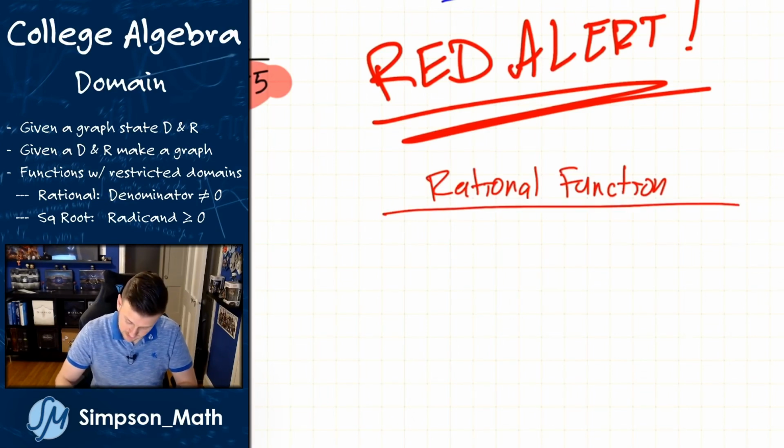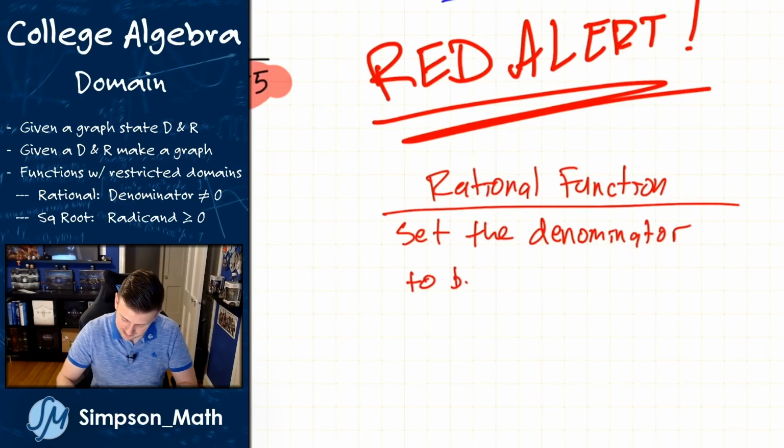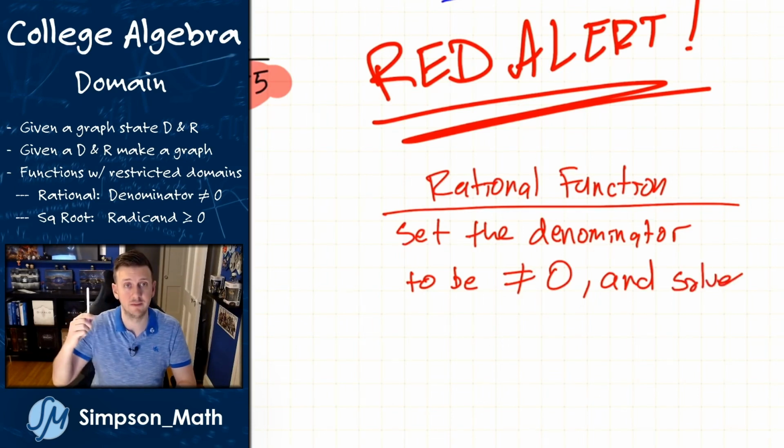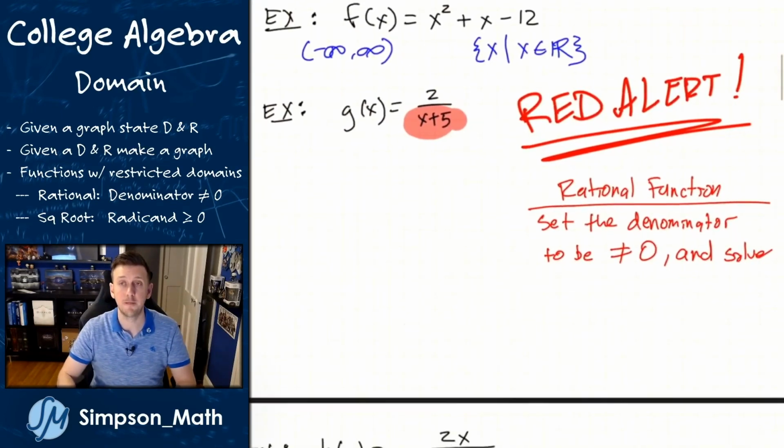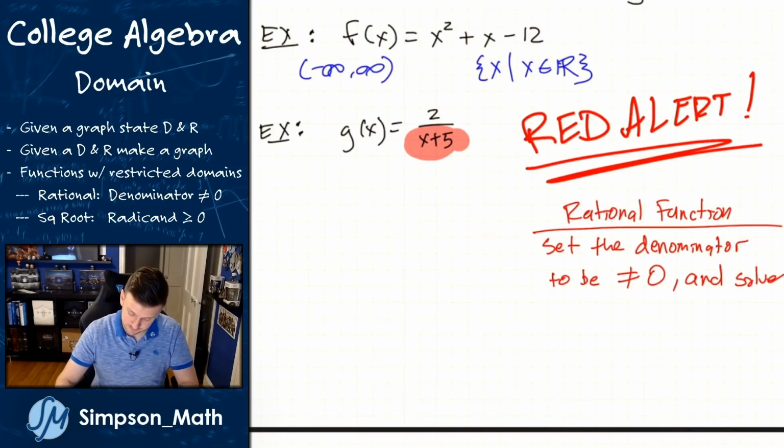what we have to do is set the denominator to be not equal to 0 and solve. And I have that note right above my head. If it's a rational function, you just make the denominator not equal to 0 and then solve. So in this case, what is our denominator? Well, it's x plus 5. I'm going to set it to be not equal to 0 and then solve.